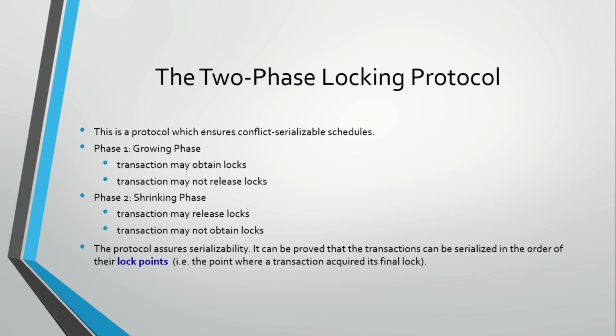The two-phase locking protocol. This is a protocol which ensures conflict serializable schedules. Phase 1, growing phase: a transaction may obtain locks, but may not release locks. Phase 2, shrinking phase: a transaction may release locks, but may not obtain locks. The protocol assures serializability. It can be proved that the transactions can be serialized in the order of their lock points, i.e. the point where a transaction acquired its final lock.